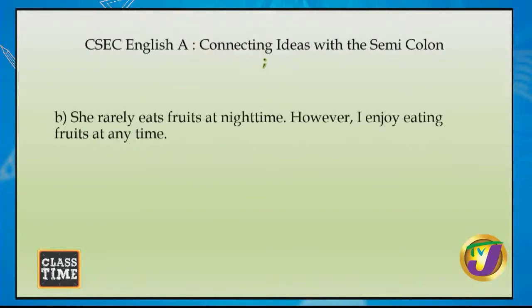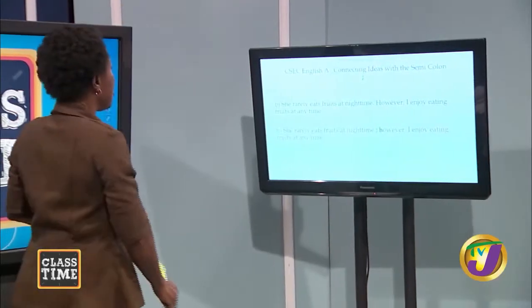So look at this one. She rarely eats fruits at nighttime. However, I enjoy eating fruits at any time. The two sentences have ideas which are very close. So I am going to say that you rewrite it with the semicolon. Look at this.